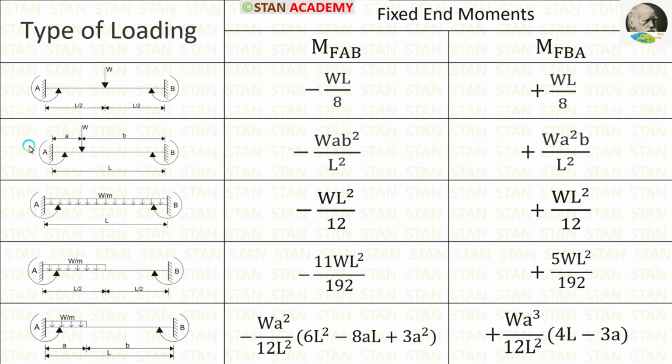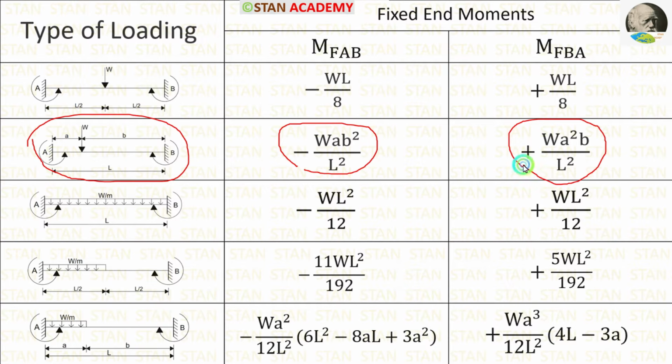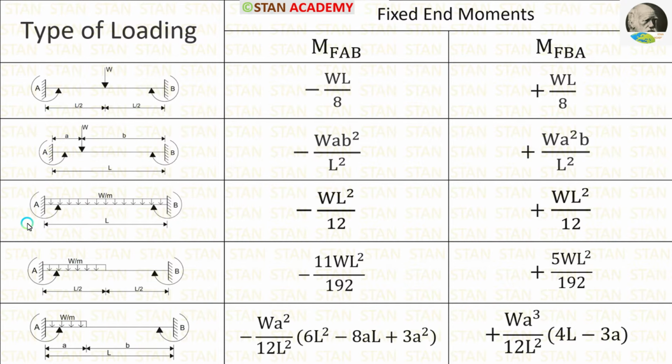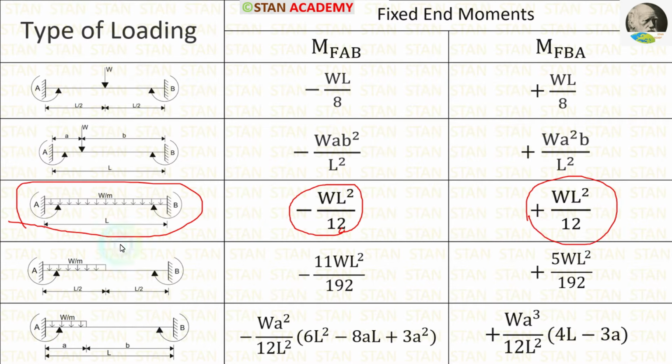In the span BC, there is a point load. That point load is not acting on the center. So we have to select this condition. The formulas are minus W A B square upon L square and positive W A square B upon L square. In the span CD, we have a UDL acting for the full span. So we have to select this condition. The formulas are minus WL square upon 12 and positive WL square upon 12.